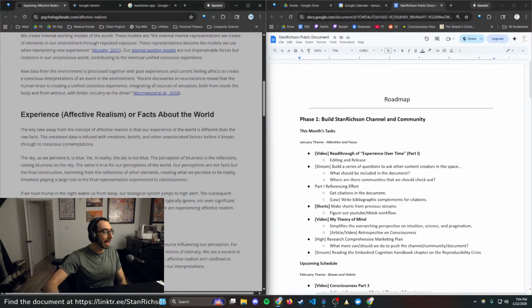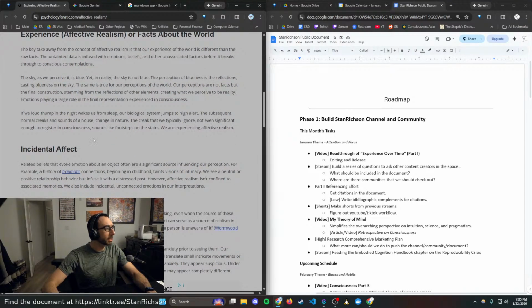If a loud thump in the night wakes us from our sleep, our biological system jumps to high alert. The subsequent normal creaks and sounds of a house change in nature. The creak that we typically ignore, not even significant enough to register in consciousness, sounds like footsteps on the stairs. We are experiencing affective realism.